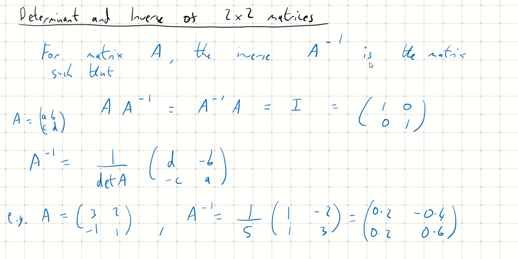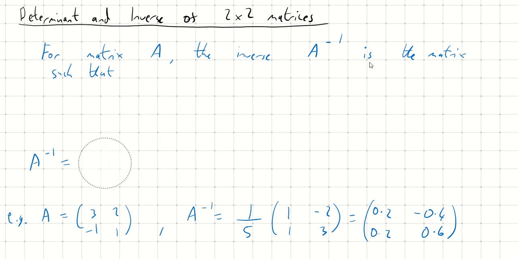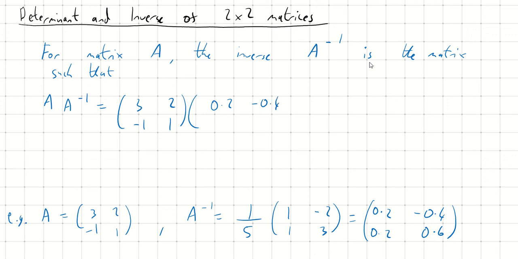Let's just check that this is indeed the inverse. Remember what we said about inverse? The inverse of A is the matrix such that when you multiply A by its inverse, you get the identity matrix. So let's try to do this calculation. Let's do A times A to the minus 1. Well, that's 3, 2, minus 1, 1, times 0.2, minus 0.4, 0.2, 0.6. Let's do some matrix multiplication.